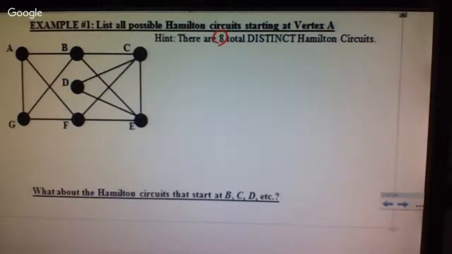Because this isn't a complete graph. We'll talk about that a little bit later. Okay. Remember, when there's 8 distinct, the reverse is also one. So once you find a circuit, you can reverse it, and that automatically gives you 2 distinct circuits. So somebody give me one.